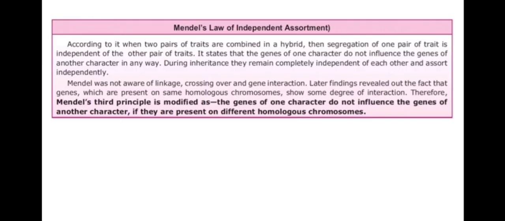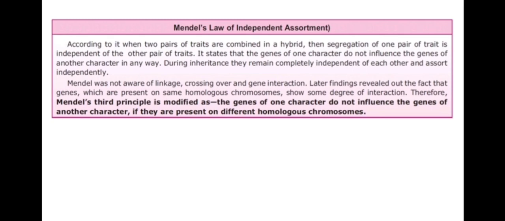On the basis of the results of the dihybrid cross, Mendel established his law, called Mendel's law of independent assortment. According to this law, when two pairs of traits are combined in a dihybrid, the segregation of one pair of traits is independent of the other pair of traits. It basically states that the genes of one character do not influence the genes of another character in any way. During inheritance, they remain completely independent of each other and assort independently.